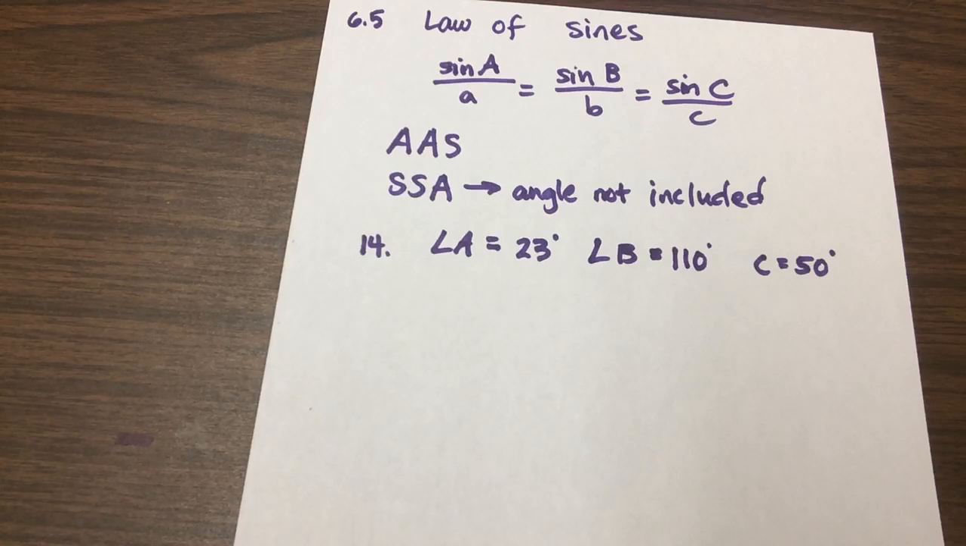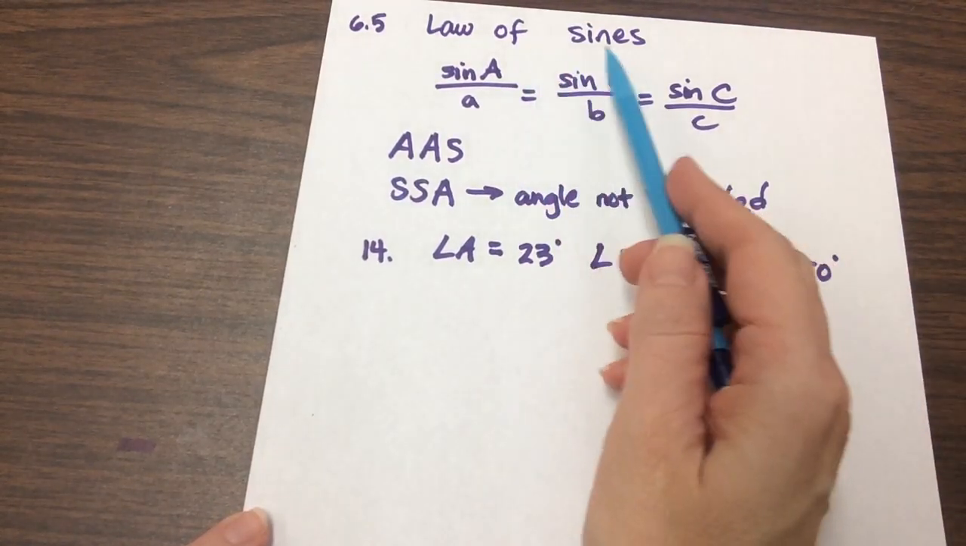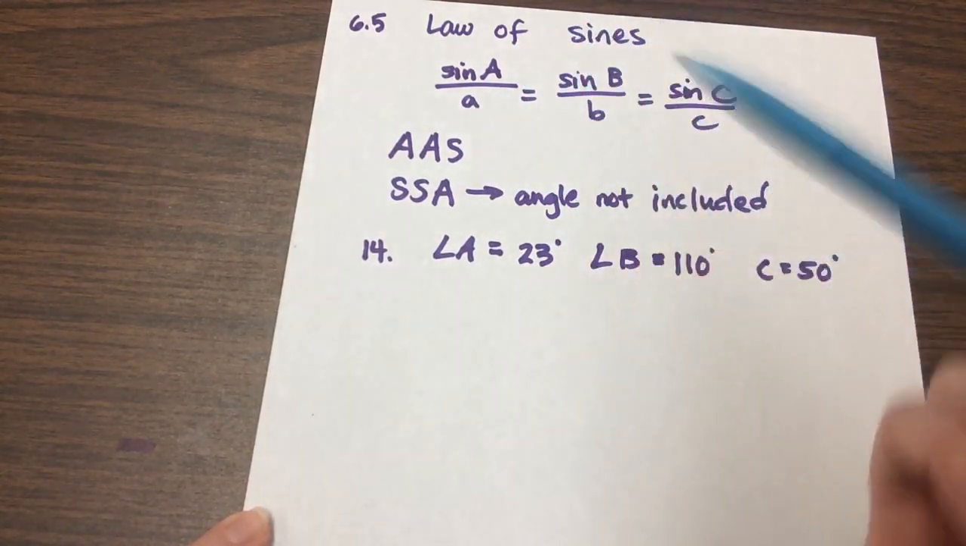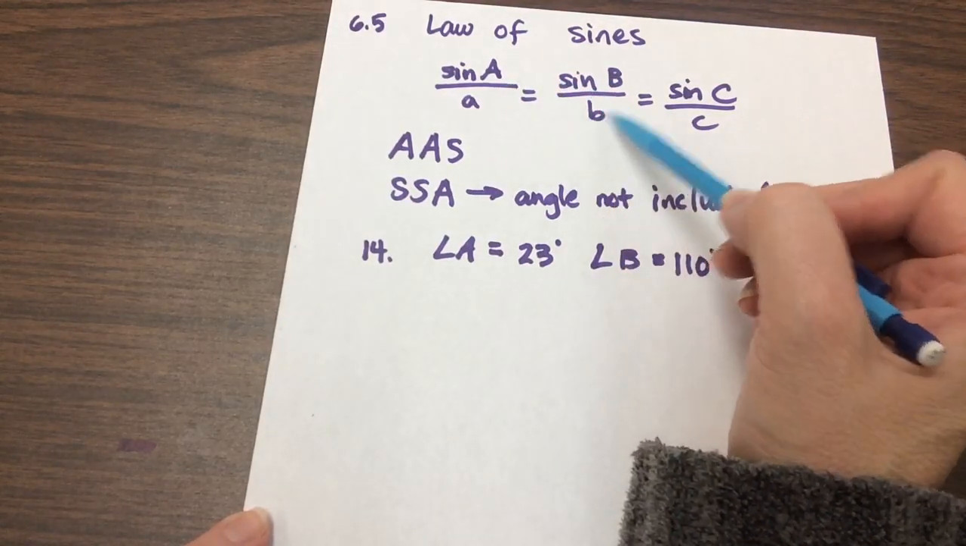So if I'm given two angles and a side, I'm going to use the law of sines. Or if I'm given two sides and an angle where the angle is not included, I'm also going to use the law of sines. So my law of sines just gives me these proportions.